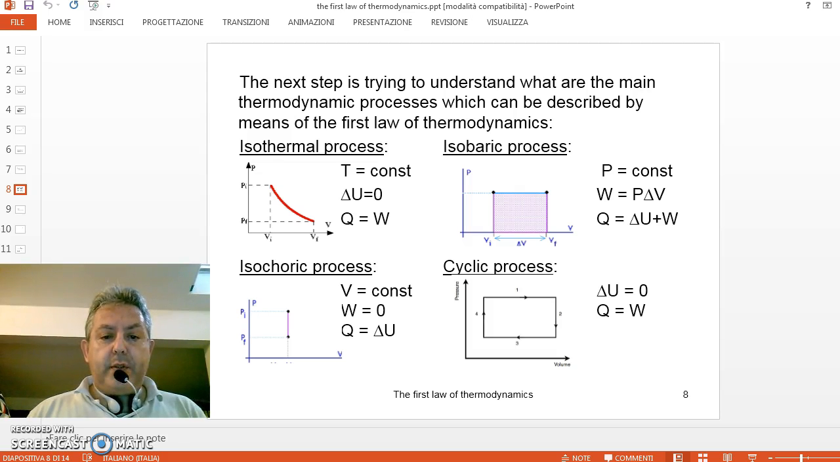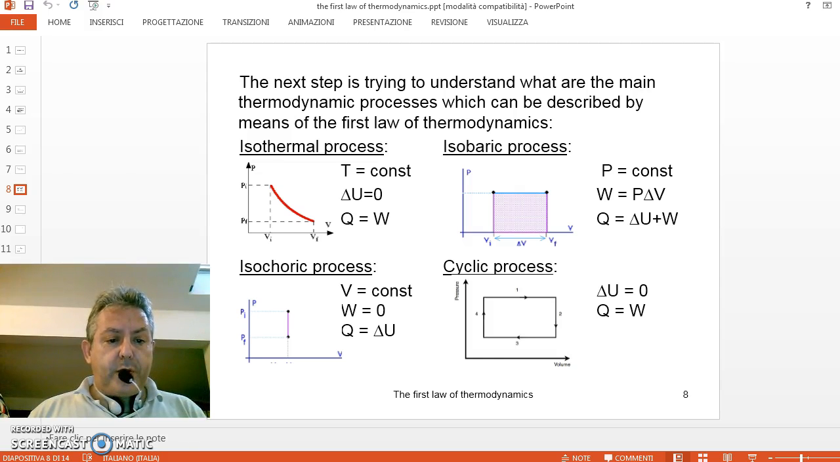The second process is the so-called isobaric process. Isobaric means that the pressure of the system is constant. In this case, the system does some mechanical work. You can determine it with the formula W equals P times delta V, where delta V is the variation of the volume of the system. In this case, you have to use the complete formula of the first law of thermodynamics: Q equals delta U plus W.